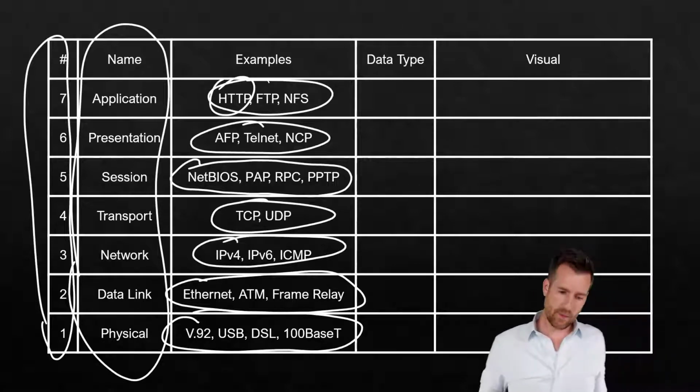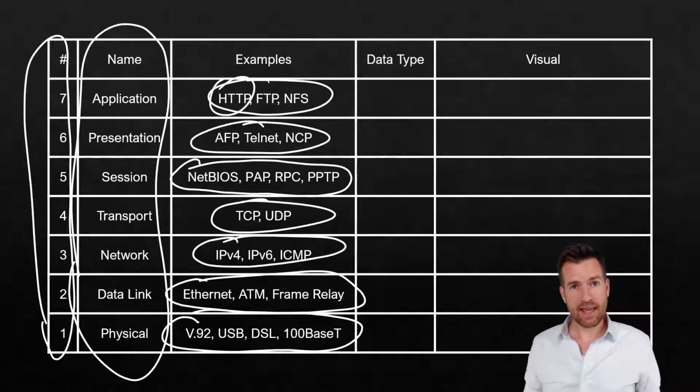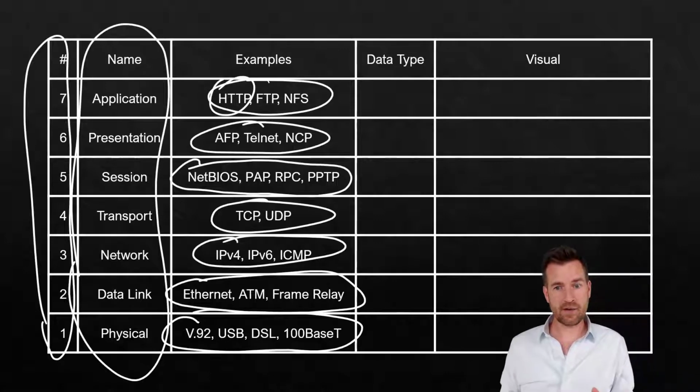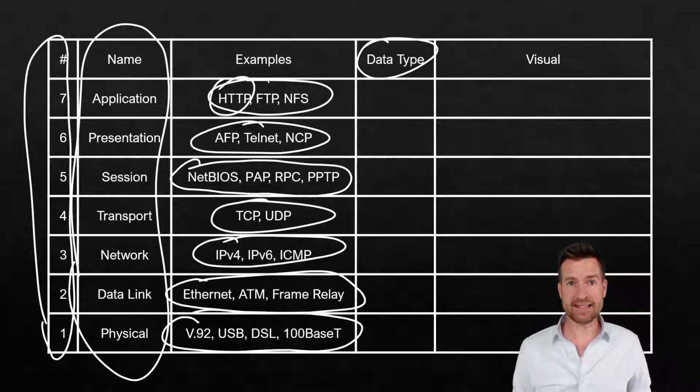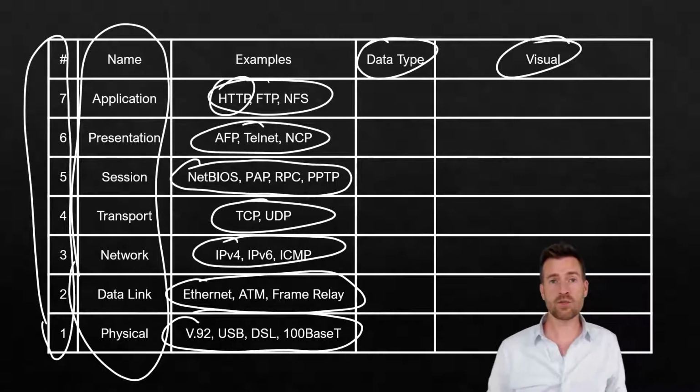So what I want to do is take a look at the data types and visually break this down as well. So let's talk about the data types, what happens to the data as it goes through these stages. And I'm going to give a little visual of what that looks like.